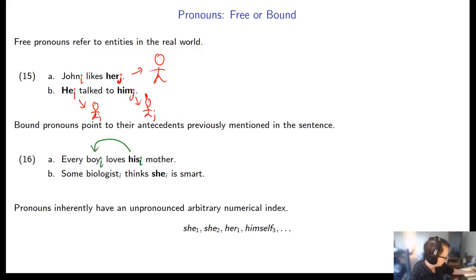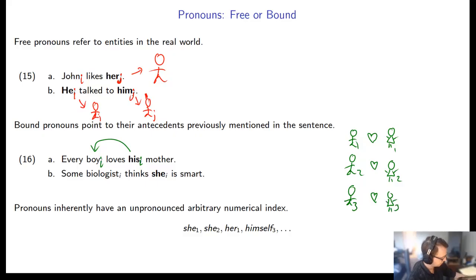So that way we know they're talking about each individual boy. This just means that boy one loves mother one. I'll just use the typical gendered drawing so that way it's clear. Boy two loves mother two. Boy three loves mother three, and so on. So that's a bound pronoun reading. Every boy is binding the word his.